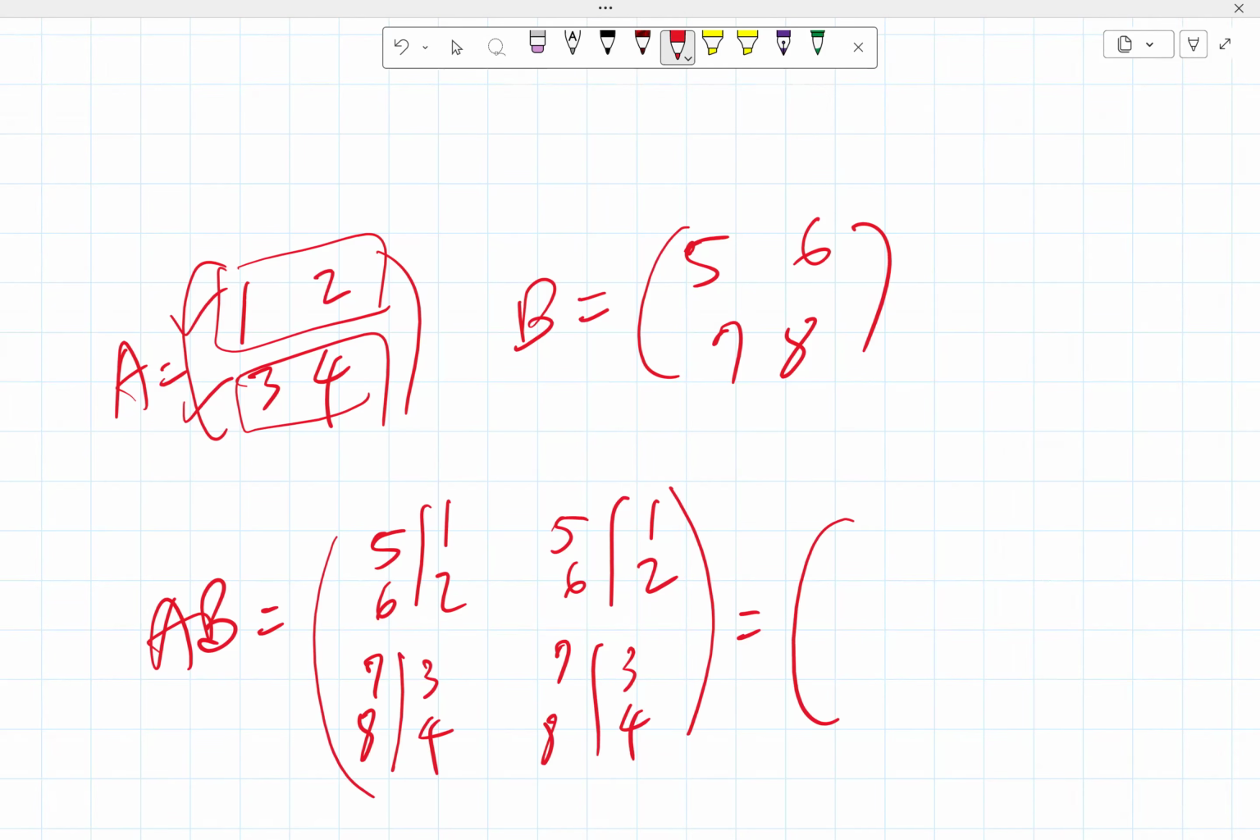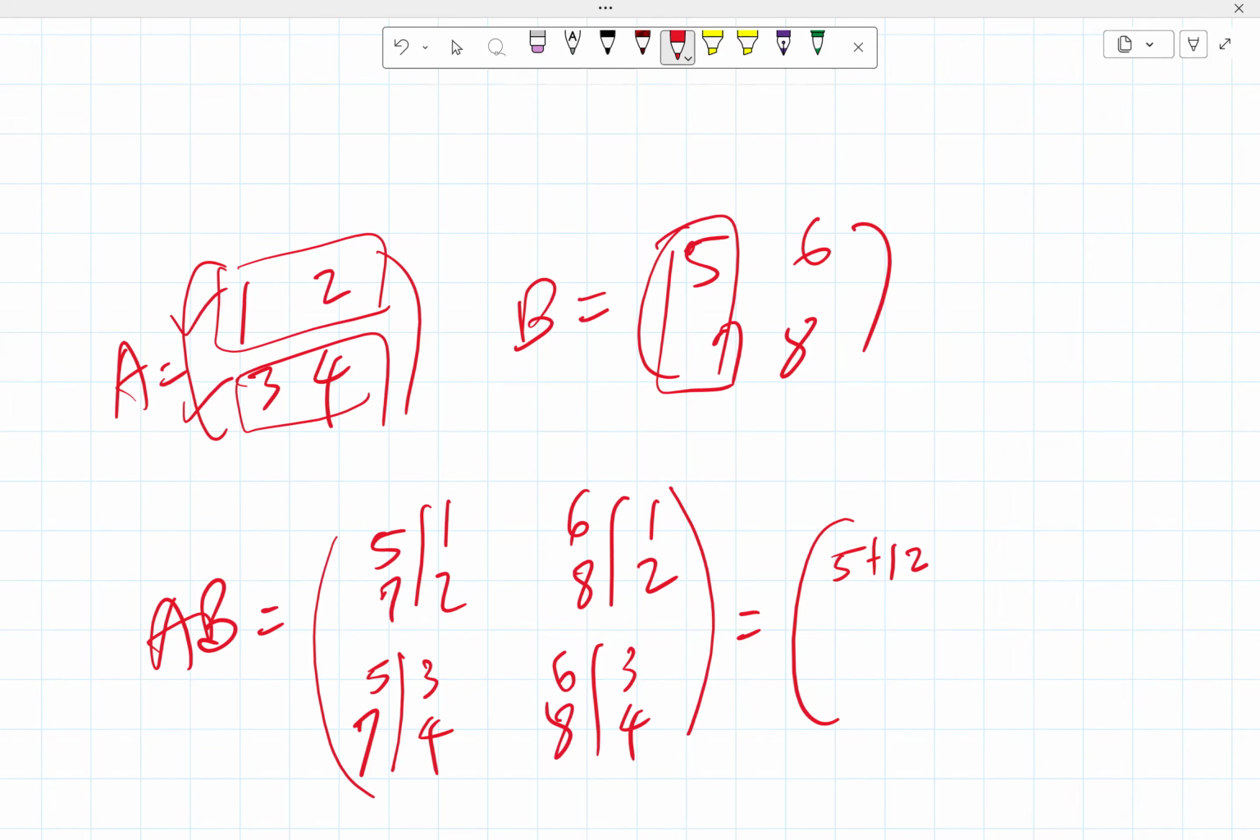Then you have 5 times 1 is 5, plus 6 times 2, that's 12. Okay, no, something is not right here. This should be 5, 7, 5, 7, and then 6, 8, 6, 8. So this 5, 7, written twice, and 6, 8, written twice.